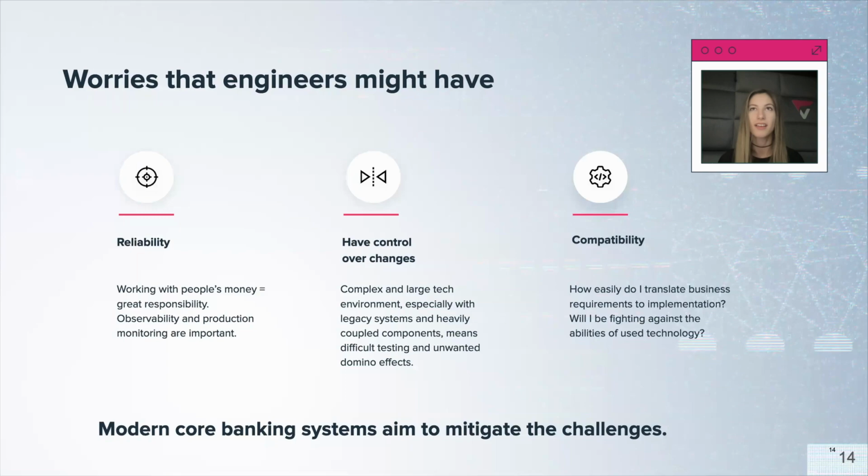Then the second worry is something which I call having control over changes. And this stems from the fact that bank environments are usually complex, and that's especially true for legacy systems, which were usually highly coupled with many components or parts. And in case you want to add a new functionality or you want to change an existing product, you may cause a domino effect. So you change one thing, and then the connected components are also influenced by the change, and you are kind of rolling the change over the whole banking environment, and you cannot control it because everything is highly coupled, and suddenly your bank is offline.